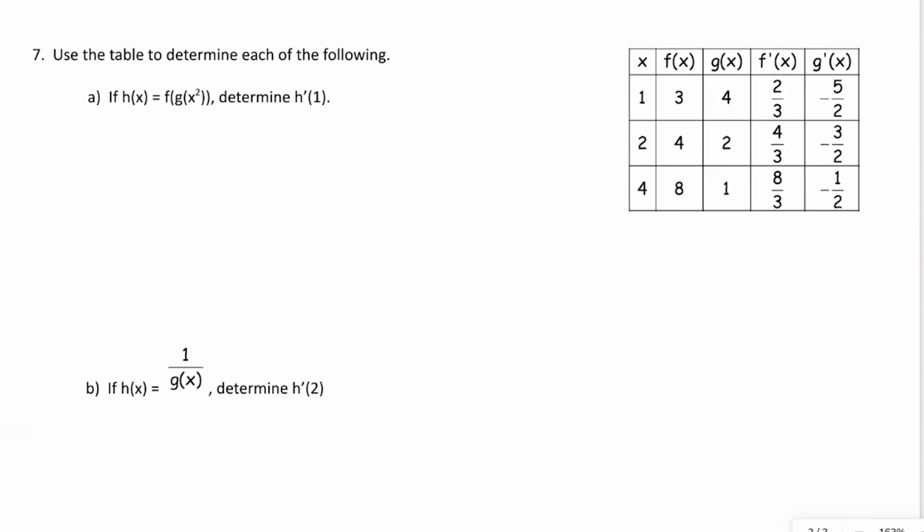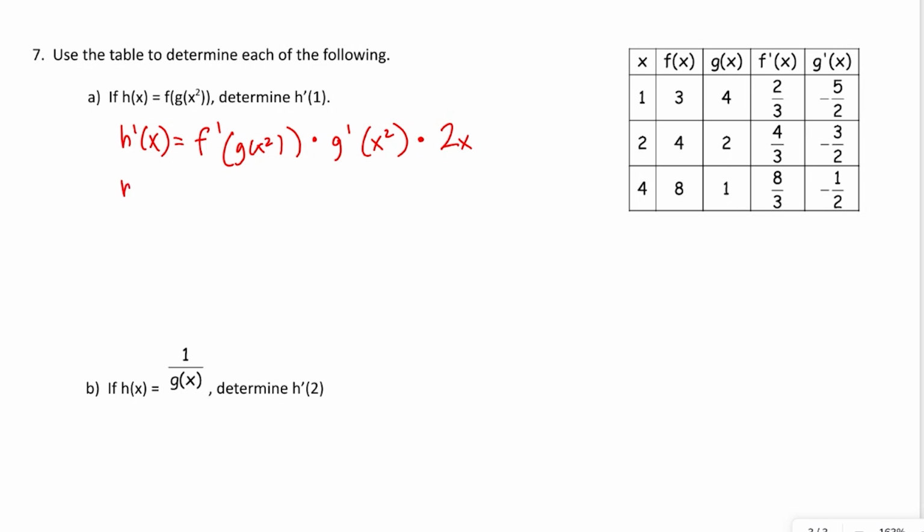Number 7 says use the table to determine each of the following. If h is f of g of x squared, determine h prime of 1. Okay, if we want h prime of 1, we're going to have to find h prime first. So h prime is going to be f prime of g of x squared times the derivative of g, so g prime of x squared, times the derivative of x squared, which is 2x. So we got a nice little chain rule going on here.